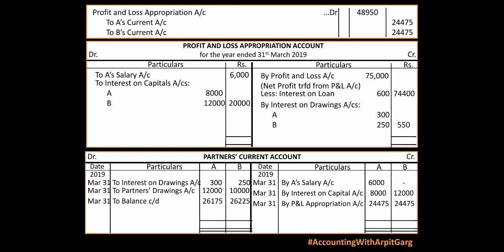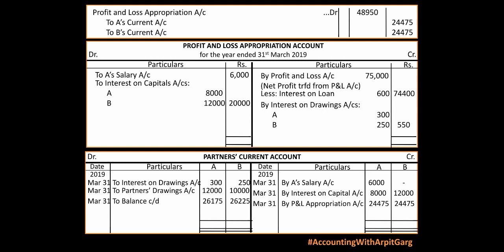Then we will find out the balancing figure of profit and loss appropriation account. I know we already have taken this amount as 48,950. But see, in exam, if you are given to prepare only profit and loss appropriation account without making journal entries, then how will we find this amount? Then add rupees 74,400 and rupees 550, then minus rupees 6,000, minus rupees 20,000, and you will get rupees 48,950.